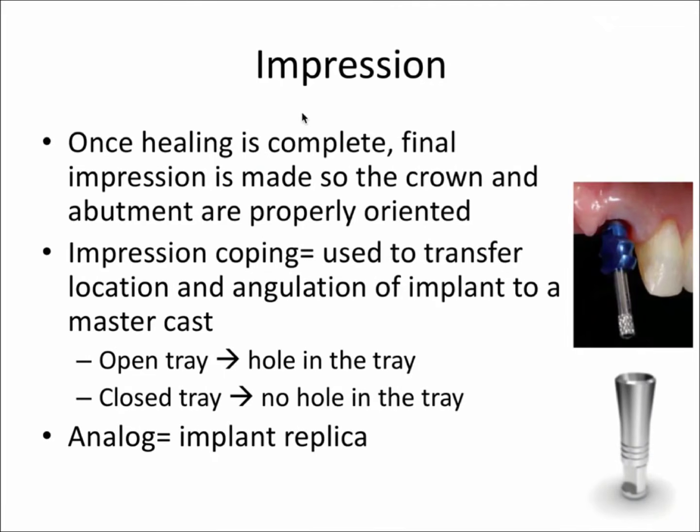Alright, how about the impression? So once healing is complete, a final impression is made so that the crown and the abutment are properly oriented. So we use what's called an impression coping, which is used to transfer the location and angulation of the implant to a master cast. Here is the impression coping.